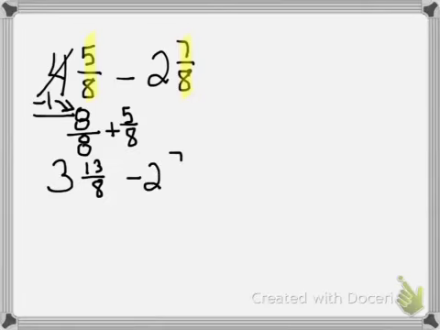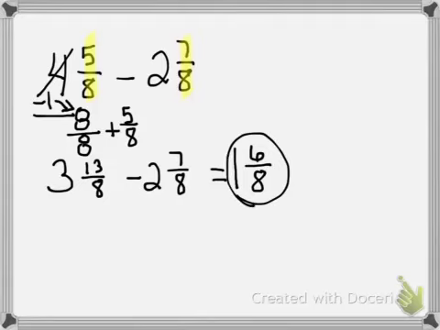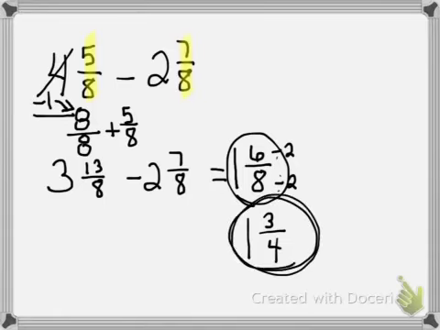Then I bring the rest of my problem down, and I subtract. 13/8 minus 7/8, because I start with my fraction. Well, 13 minus 7 is 6/8, and 3 minus 2, that's 1. I can leave it like this, or if I know I need to simplify, I can simplify. So I'm going to simplify this one. So if I divide it by 2, I have 6 divided by 2 is 3, and 8 divided by 2 is 4. So 1 3/4 is my final answer.